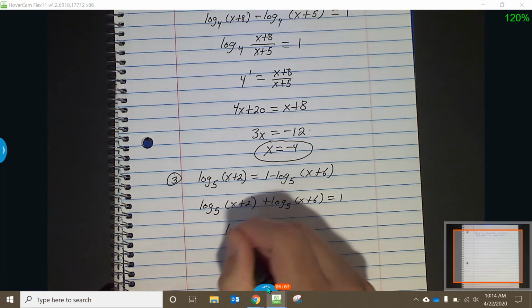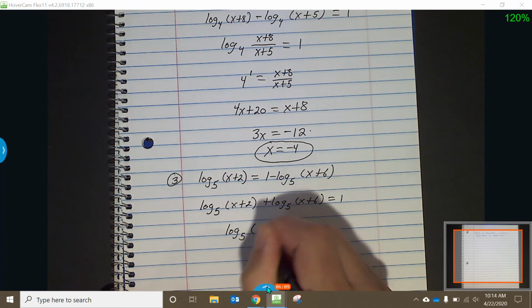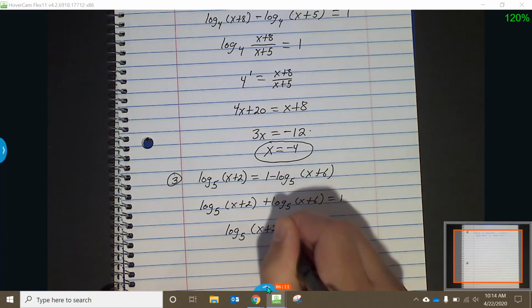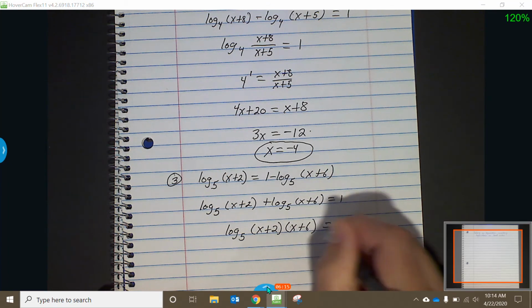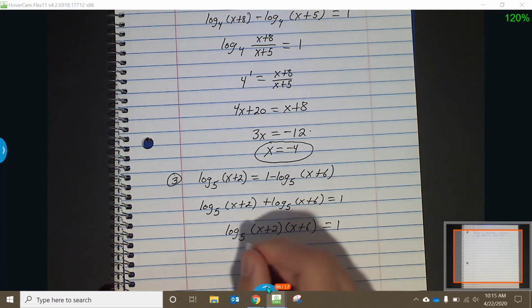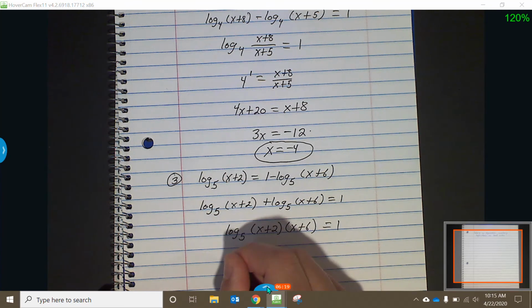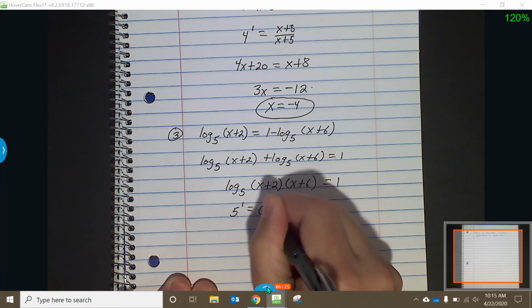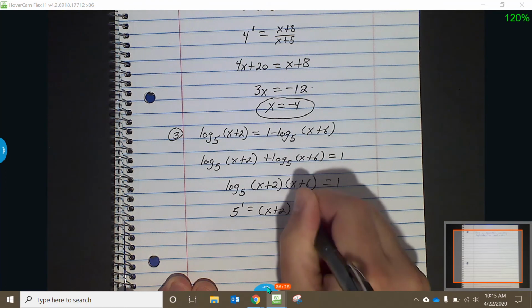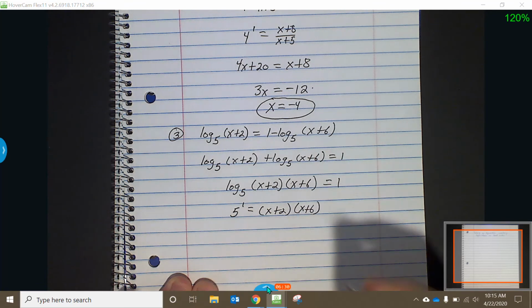So we get log base 5. The addition turns into multiplication. So now remember we switch these two. So we're going to write this as an exponential equation. So 5 to the 1 power equals x plus 2 times x plus 6.